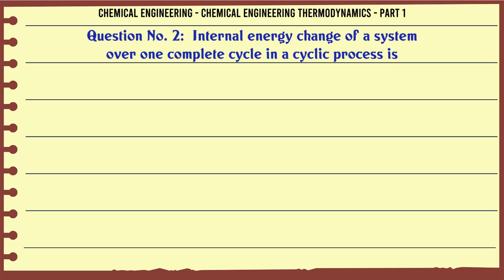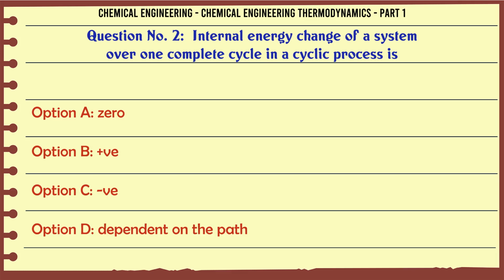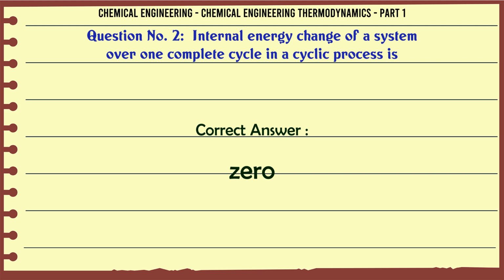Internal energy change of a system over one complete cycle in a cyclic process is A. 0, B. plus V, C. minus V, D. dependent on the path. The correct answer is 0.